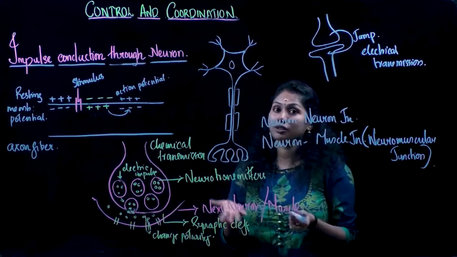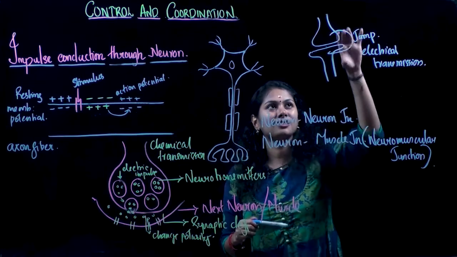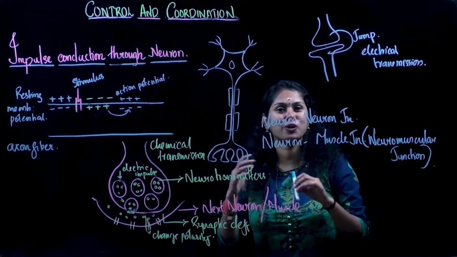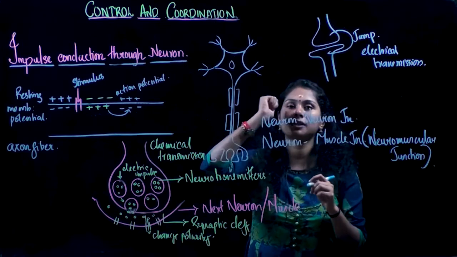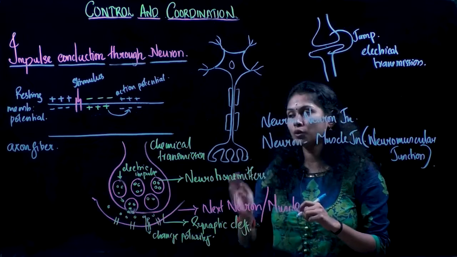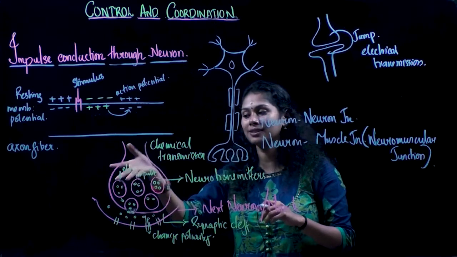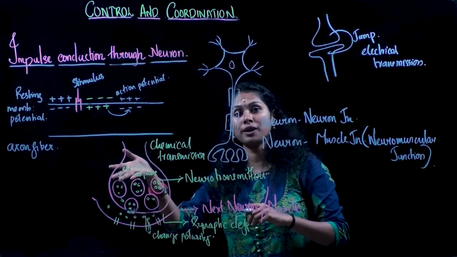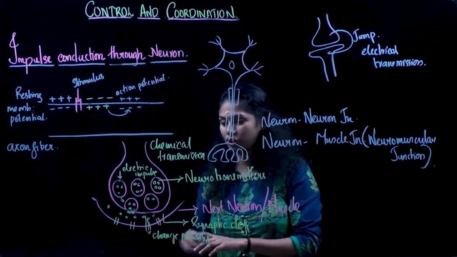This is faster when compared to chemical transmission, but the thing is that this usually never happens in our body system. Only in a few places where the nerves are so close to each other can the electrical impulses jump from one to another. Mostly in our body system, the electrical impulses are transmitted from one neuron ending to the next neuron or to the muscle through chemical transmission.